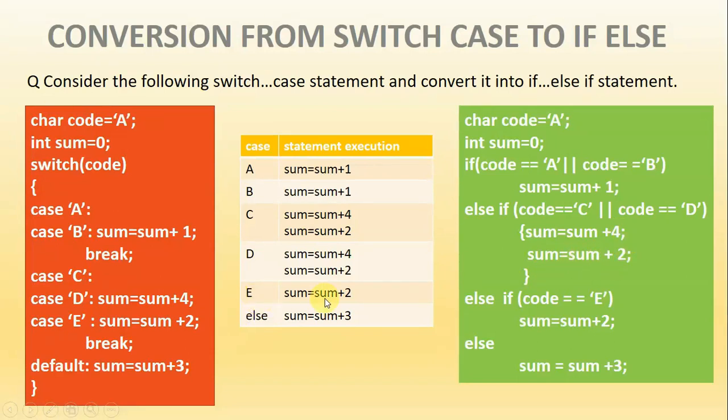If it is E, then only one statement is getting executed, that is sum is equal to sum plus 2. So this is what we have written, else if code equal to E, sum is equal to sum plus 2 and else sum is equal to sum plus 3. So this is how we can convert a switch case statement to an if else statement. It is very important to notice the break statements in switch case because that will tell you how many statements are going to get executed for each case.